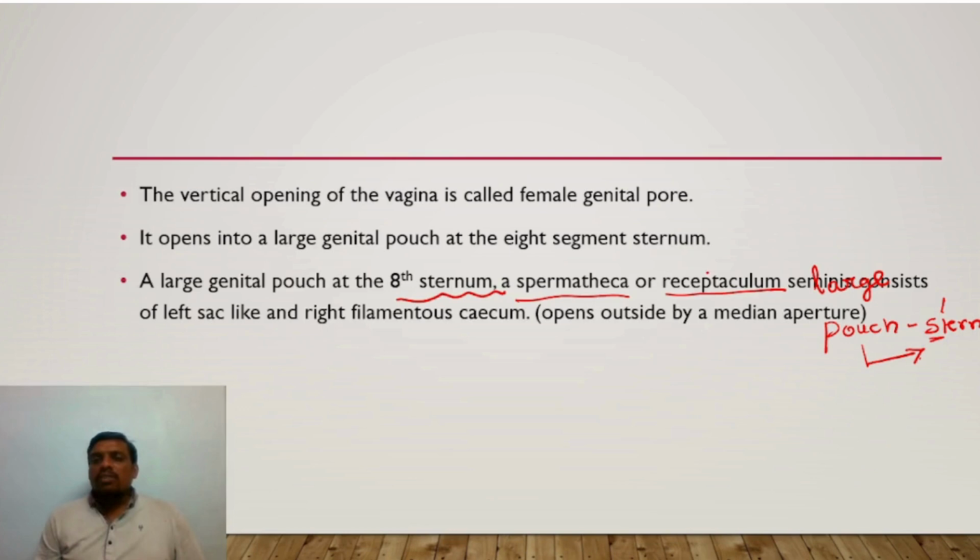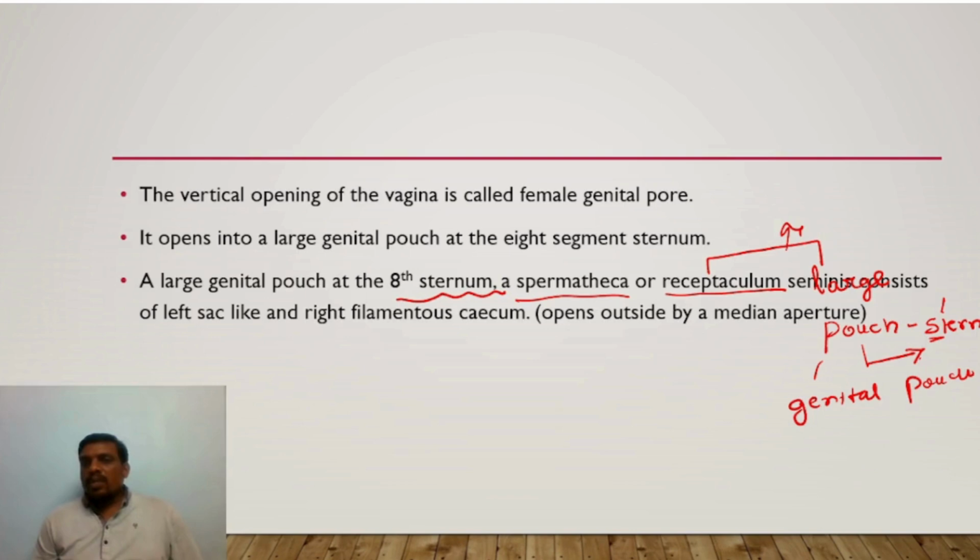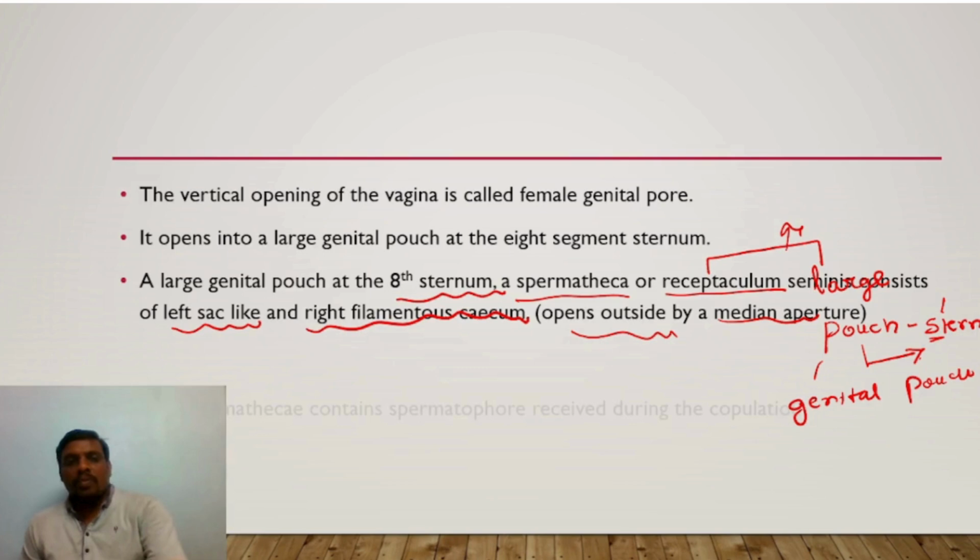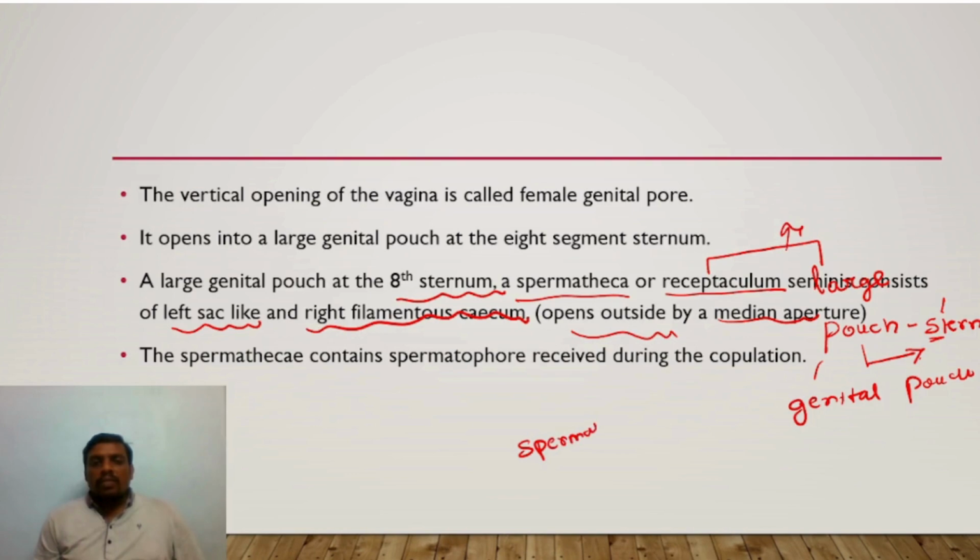Another name for the large genital pouch. This pouch-like structure is nothing but the genital pouch. You can simply remember genital pouch. Another name for this is spermatheca or receptaculum seminis. Receptaculum seminis consists of a left sac-like part and a right filamentous caecum. This filamentous caecum, which is there on the left sac-like structure, opens outside by a median aperture. The spermatheca receives the spermatophores during copulation from the male reproductive system.